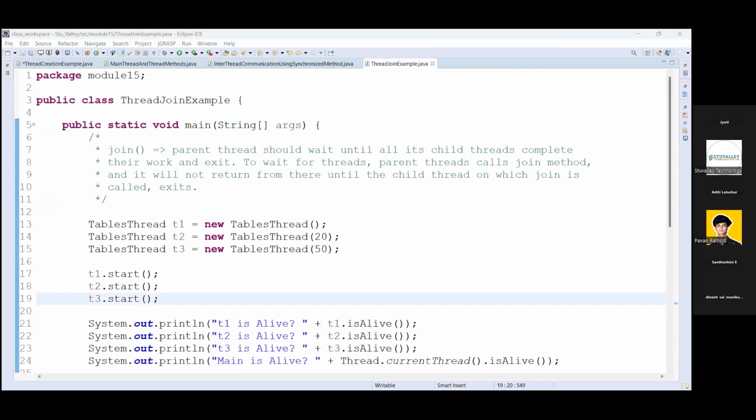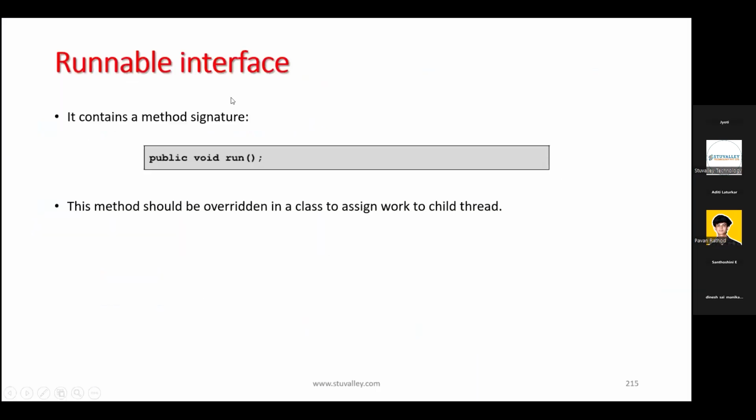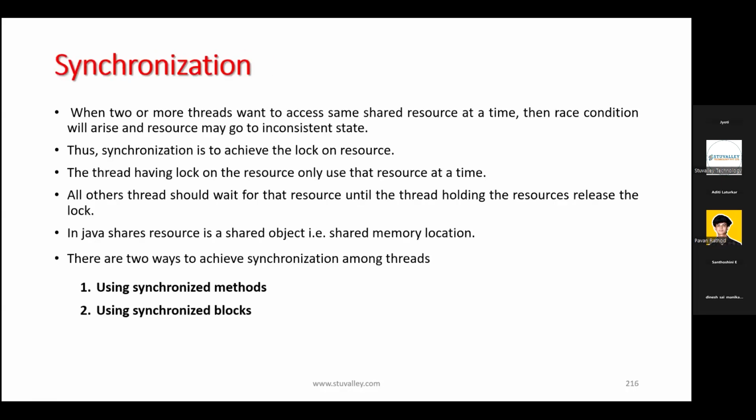Now the next points. As we have seen, the Runnable interface has a single run method. This is a functional interface. We should provide the implementation to the run method, and then we can pass it to the thread. You can provide the implementation using lambda expressions, anonymous inner classes, or a different class which we have created.